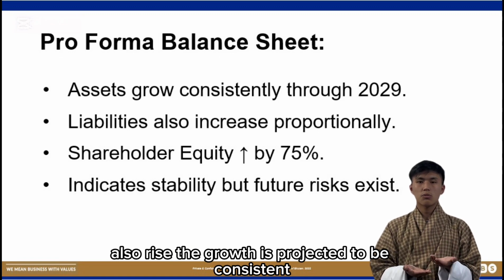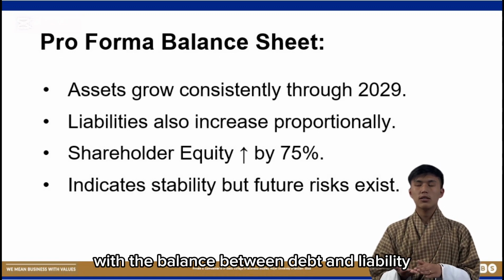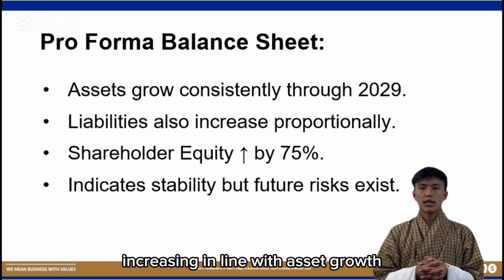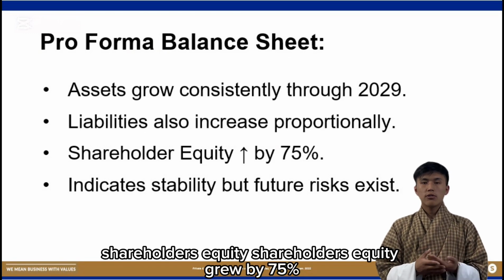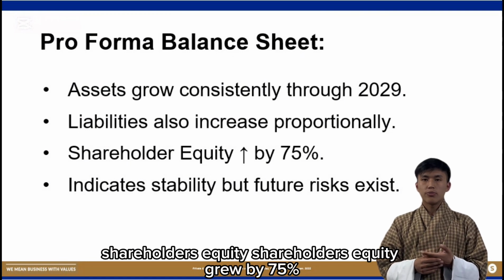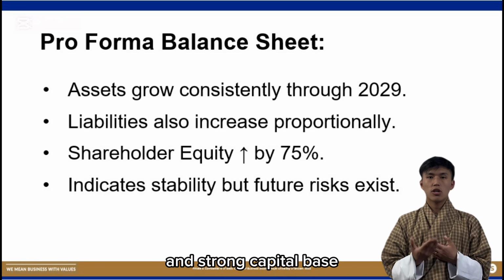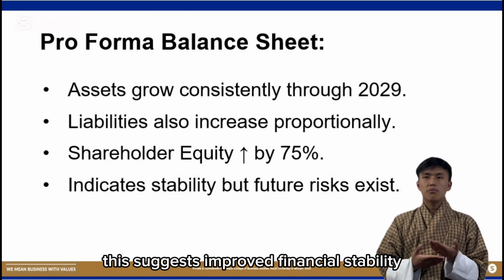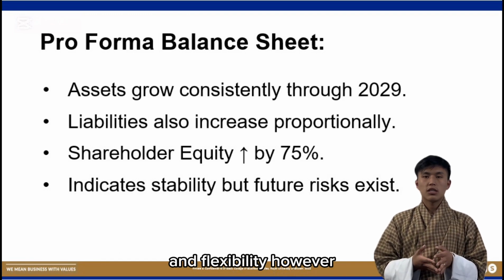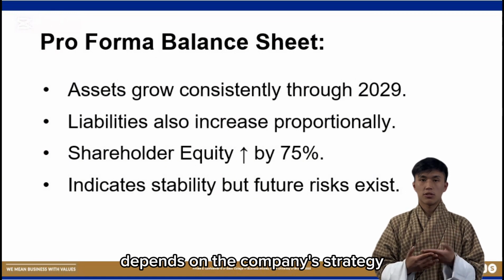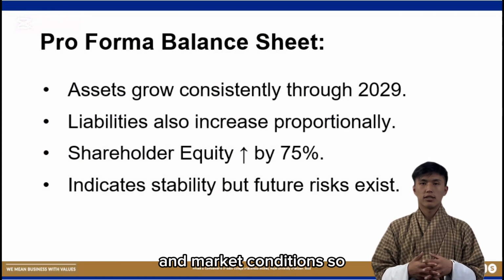The growth is projected to be consistent, with the balance between debt and liability increasing in line with asset growth. Shareholders' equity grew by 75%, reflecting strong profitability and a strong capital base. This suggests improved financial stability and flexibility. However, the impact on the shareholder depends on the company's strategy and market conditions.